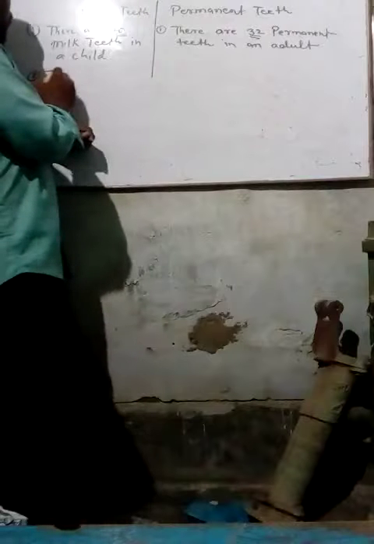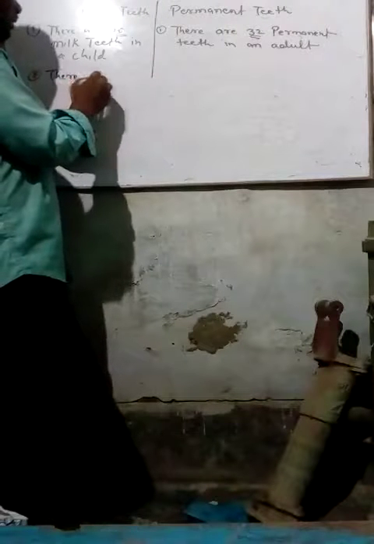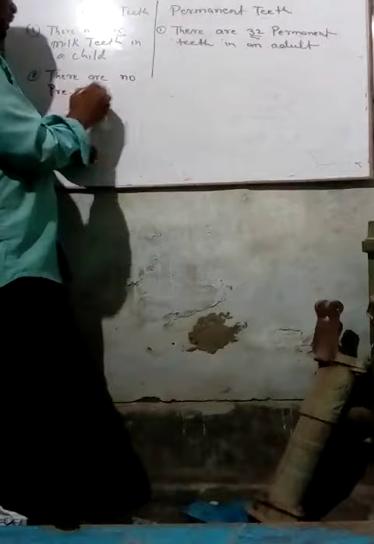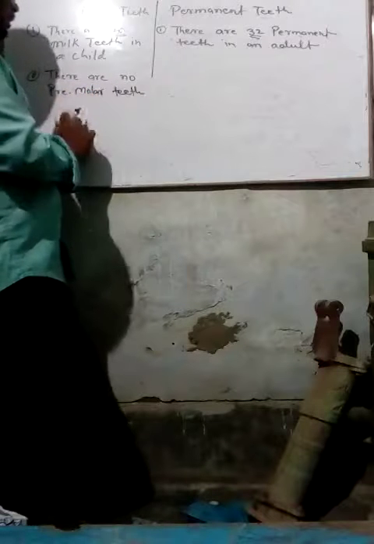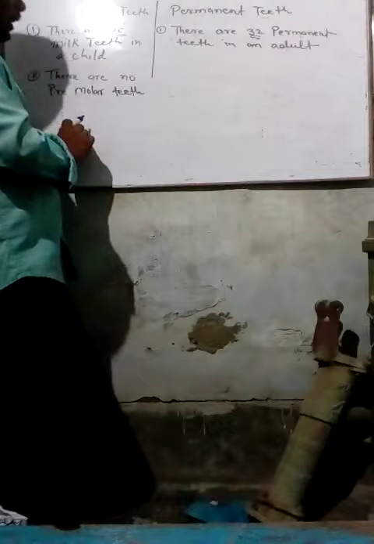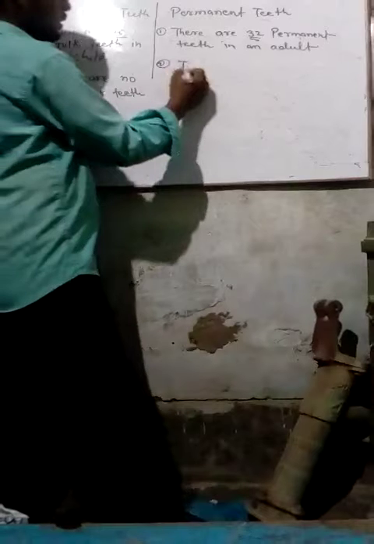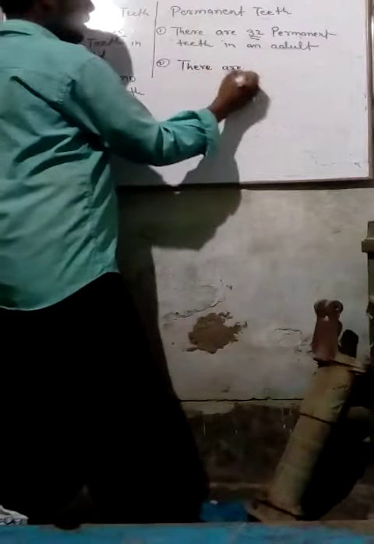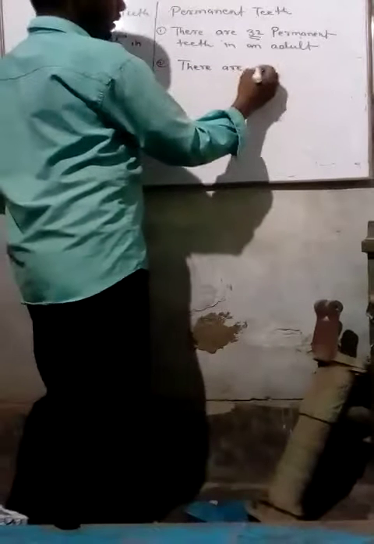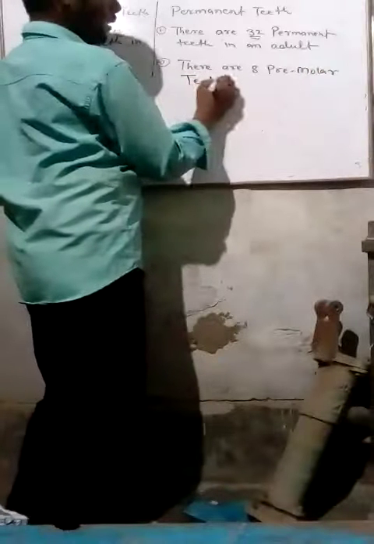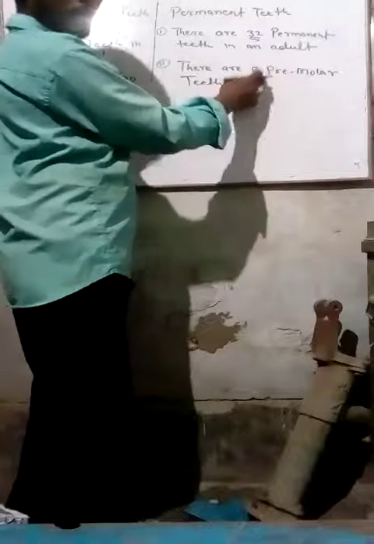Next, there are no premolar teeth in milk teeth, right? But in the case of permanent teeth there are 8 premolar teeth. And how many? There are 8 premolars. But in the case of milk teeth, there are no premolars. Right?